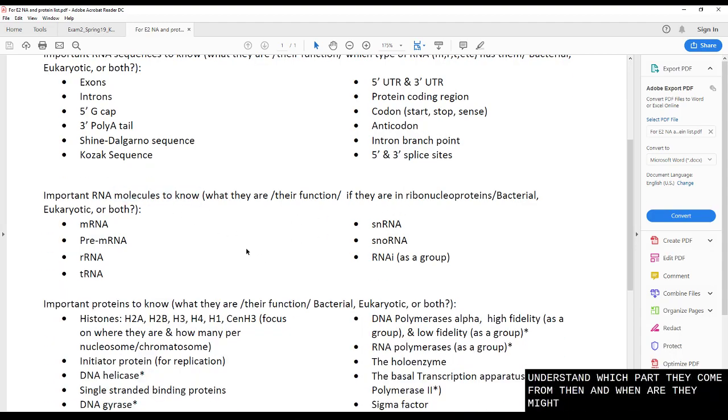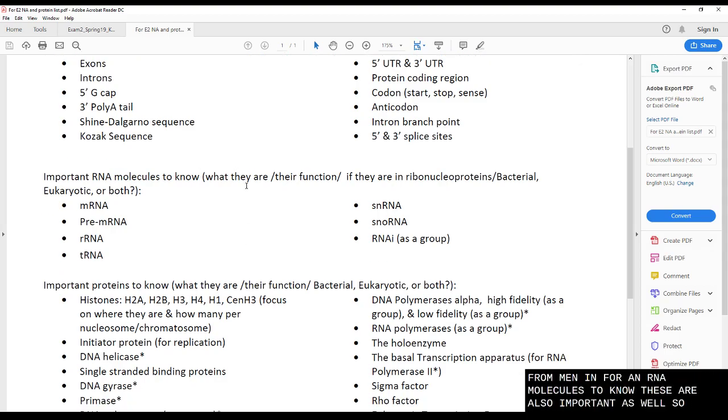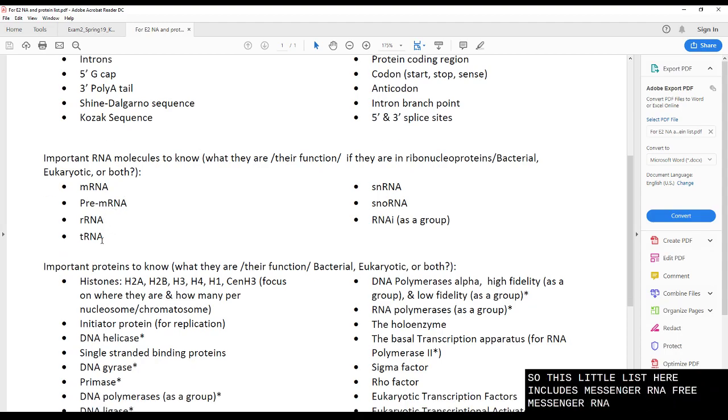Then important RNA molecules to know. These are also important as well. So what they are, their function, and if they are in ribonucleoproteins, meaning they are a combination of RNA and proteins, bacterial, eukaryotic, or both. This little list includes messenger RNA, pre-messenger RNA, ribosomal RNA, transfer RNA, snRNA, which is small nuclear, and snoRNA, which is small nucleolar. These are the ones that are important for splicing. And then RNAi, which is interference, so there you have siRNAs and miRNAs. They prevent gene expression. So just know these, and if you see them in a question, you will know what they are.